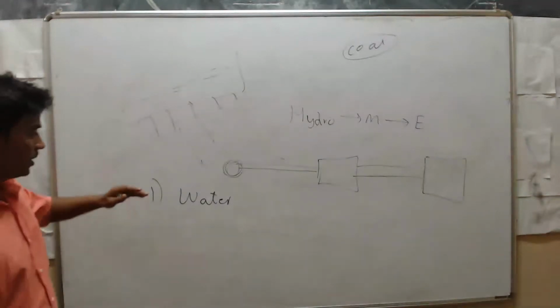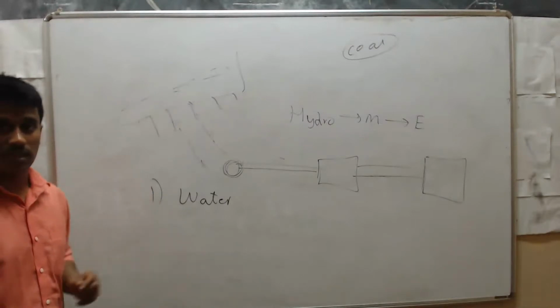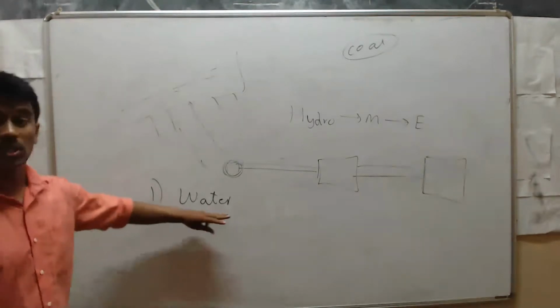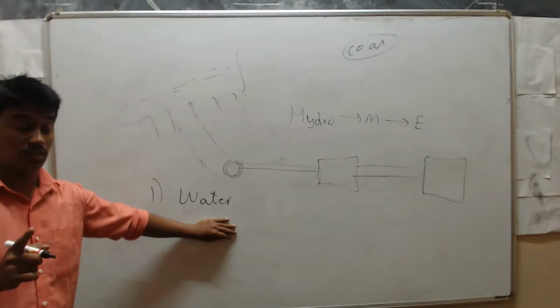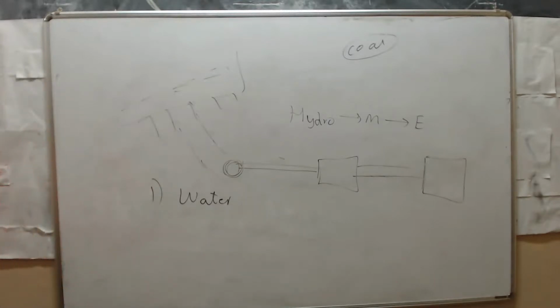So we were discussing the advantages of hydro energy. First one, here the fuel is water, so that's why we can say it is very cheap, and it is a renewable source of energy. But the thermal power plant is a non-renewable source of energy. Next, what are the disadvantages?